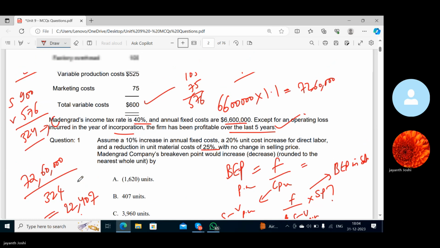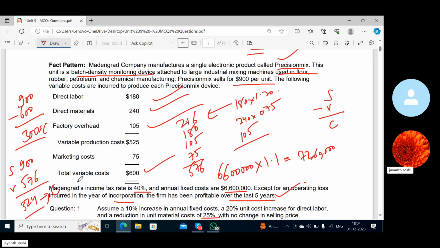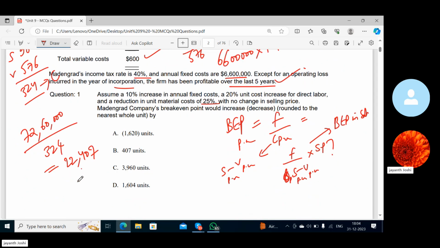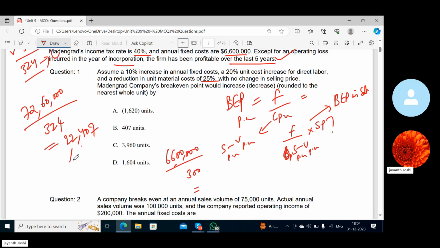And what was the break-even point before? We have to find out the break-even point before. So what was the fixed cost? 66 lakhs, right? Yes. What was the contribution? 300. Can you tell me what was the break-even point? Old break-even. This is new break-even point. 22,000. Old break-even point. What's the difference? 22,407 minus 22,000. So 407 units.